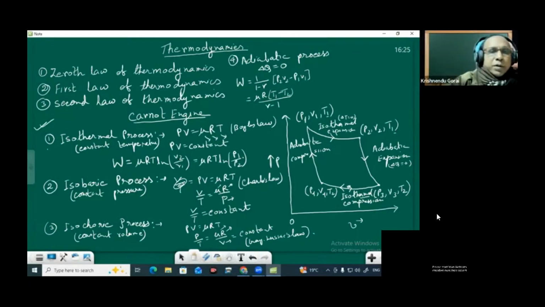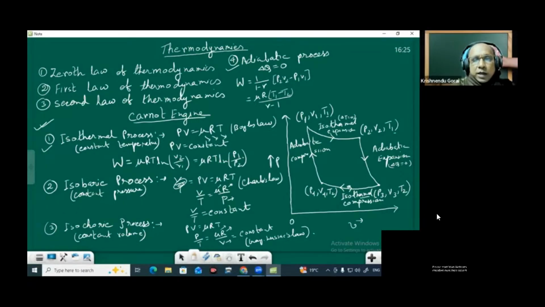In the Carnot cycle, you have to remember formulas 1 and 4. No need of 2 and 3. Why? Because we have only two kinds of processes: isothermal expansion, adiabatic expansion, isothermal compression, adiabatic compression. So now we'll find the work done, the total work done.